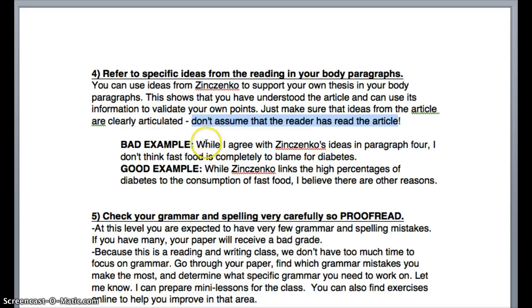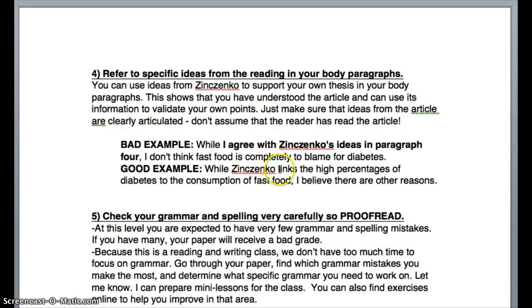So here's an example. People said, "I agree with Zinczenko's ideas in paragraph 4, but I don't think fast food is completely to blame." This is the problem right here. I agree with his ideas in paragraph 4. I think to myself, what ideas in paragraph 4? You can't just assume that I know what you're talking about. You need to use specific ideas and state them clearly. So here's a better example.